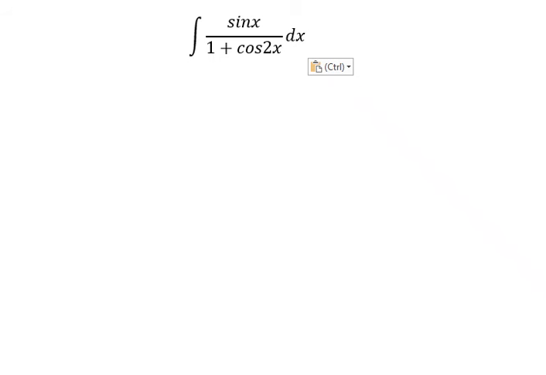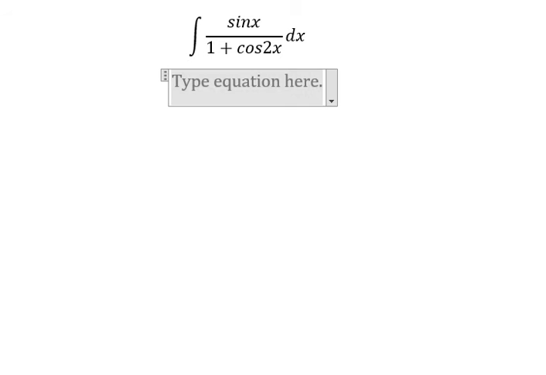Hello everybody, so today I will talk about calculus. The topic today is about integration. So now I will show you how to answer. We have the formula in here.